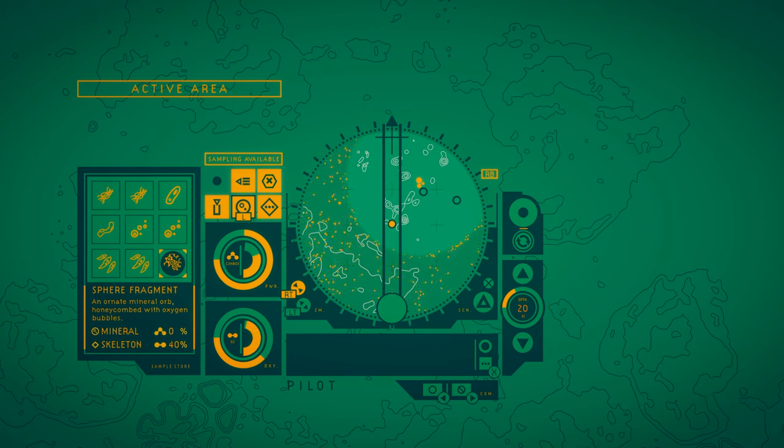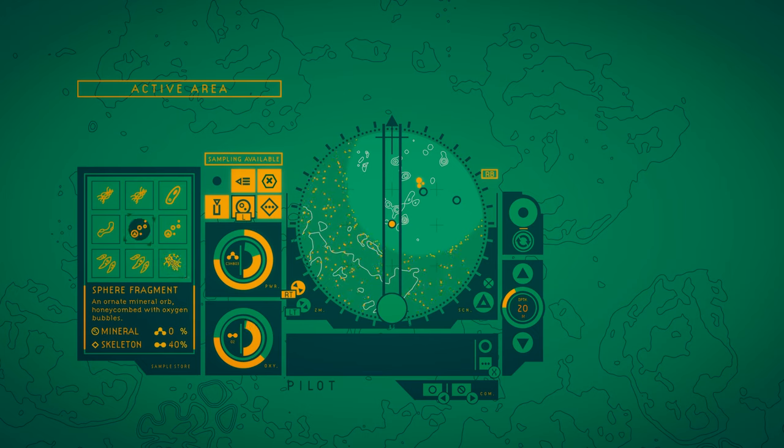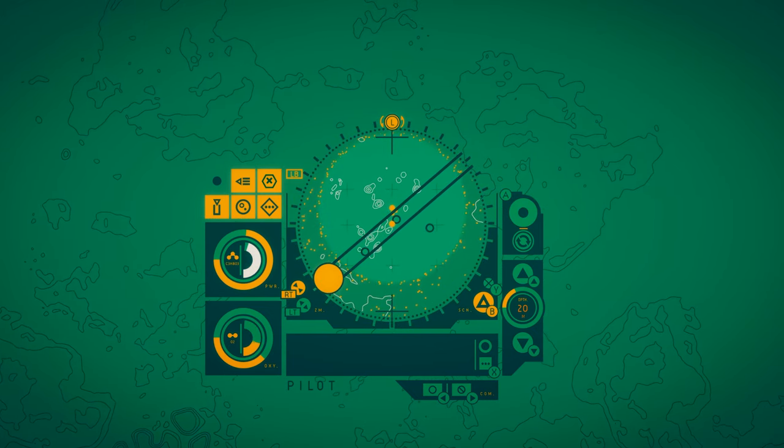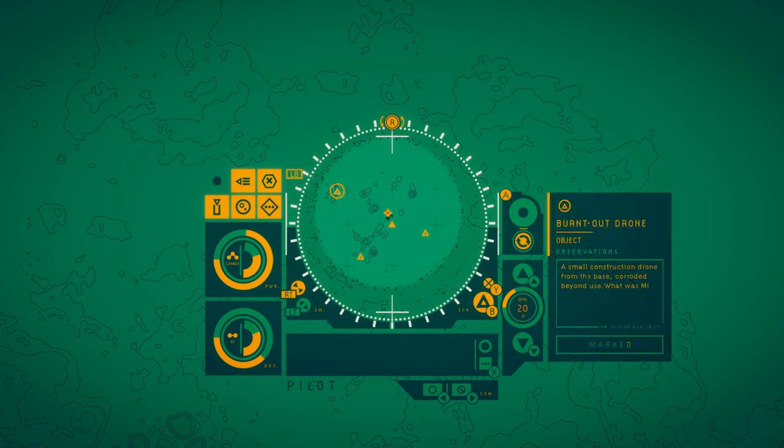Sphere fragment, an ornate mineral orb honeycombed with oxygen bubbles. Oh, it'd give us tons of oxygen if we need it. Burnt out drone. Oh, a small construction drone from the base, corroded beyond use. What was Manet building out here?